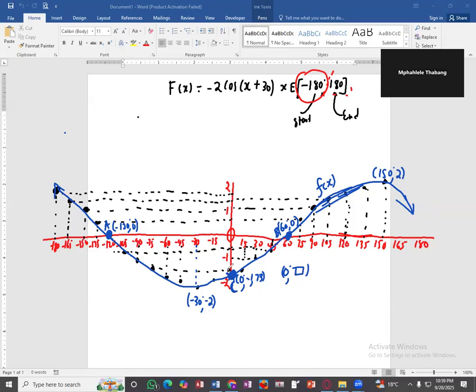So you will never fail to sketch a graph. If you are using this step of 15, you will always get the correct shape of the graph, and you might even spot the intercepts, the x-intercepts, the y-intercepts, and the turning point so easily. So please, guys, use the step of 15 when you are sketching the graph.